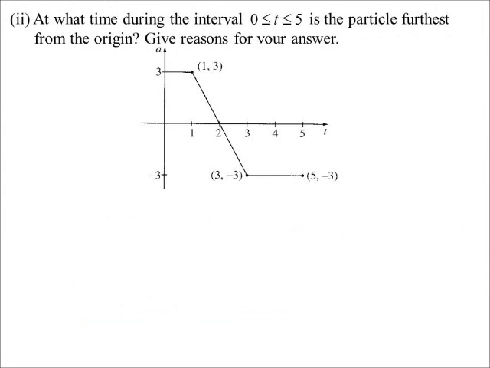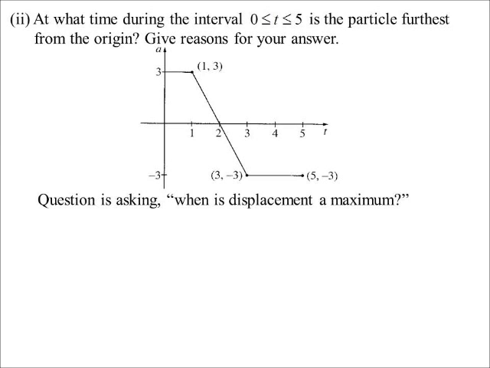At what time during this interval is the particle furthest from the origin? So I've got an acceleration graph, and we now want to find something out about displacement. When is it furthest from the origin? Okay, so it's saying when is displacement a maximum? Well, displacement will be a maximum when its derivative is equal to 0. Its derivative is velocity. So it's now saying when is velocity equal to 0?